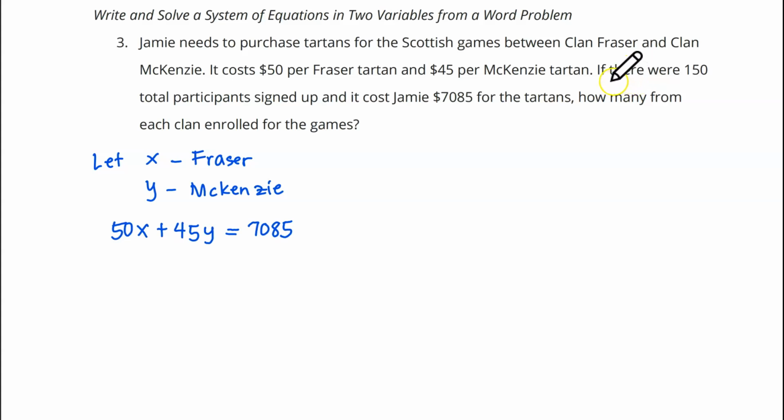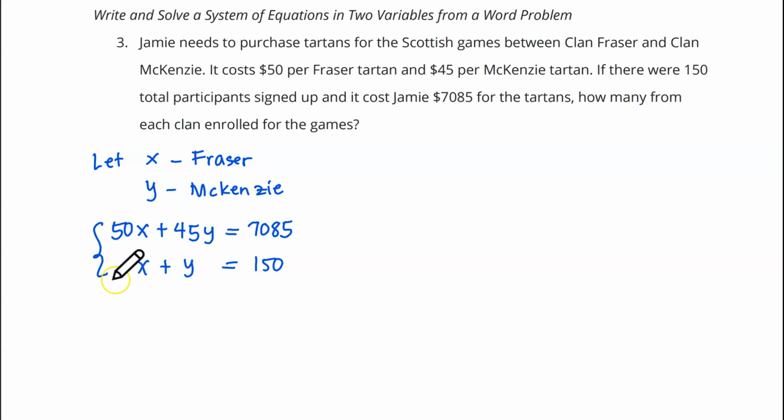Also, it was mentioned that there were 150 total participants. So that means if you add x and y, that is equal to 150. Then we will solve this system of equations to know how many of each clan enrolled for the games. We can use elimination method to solve this.